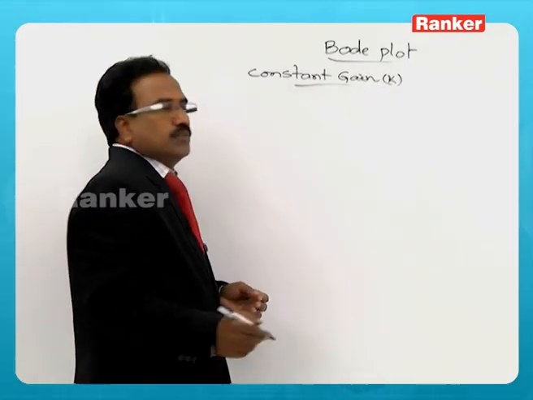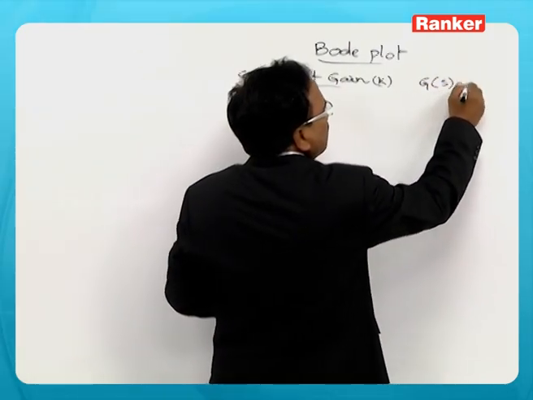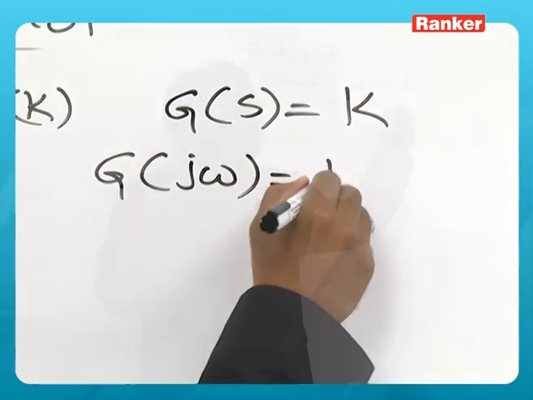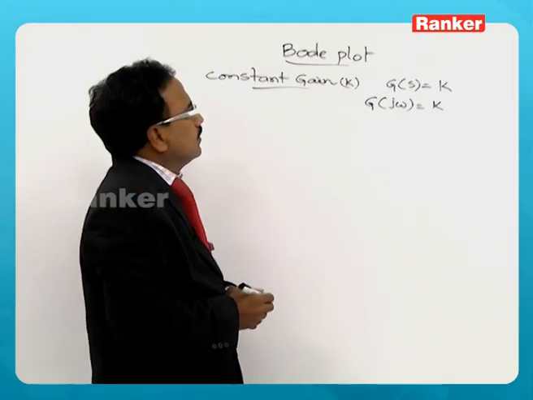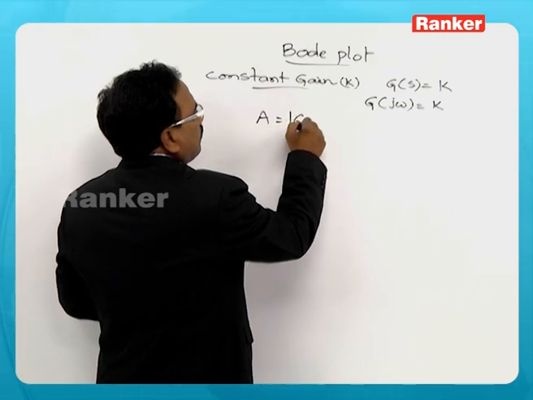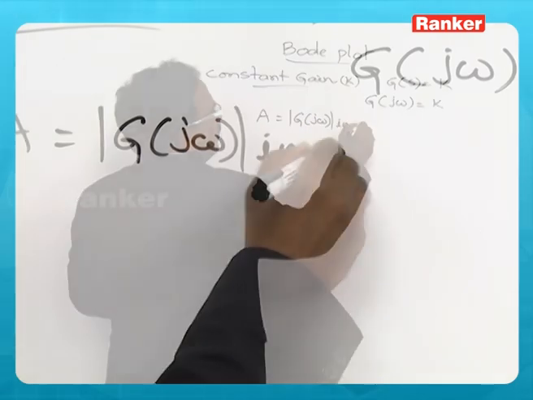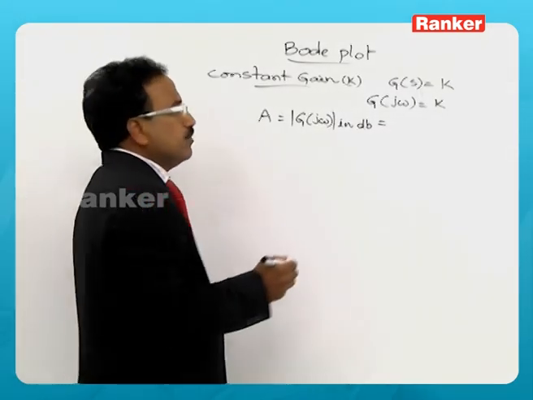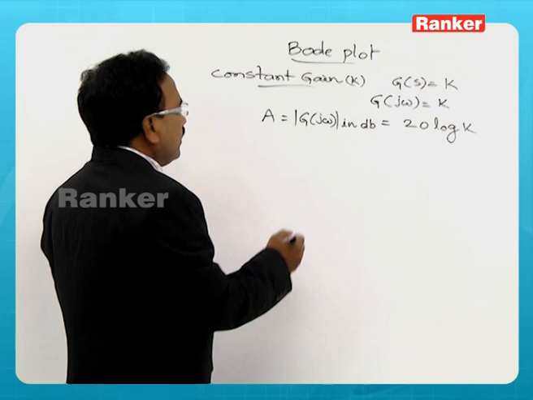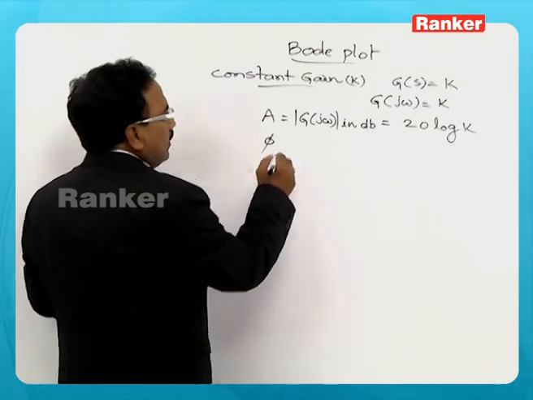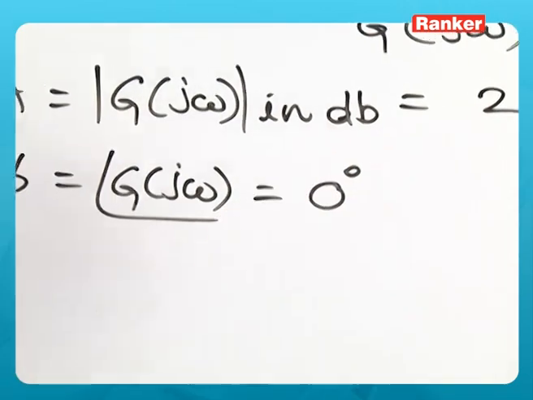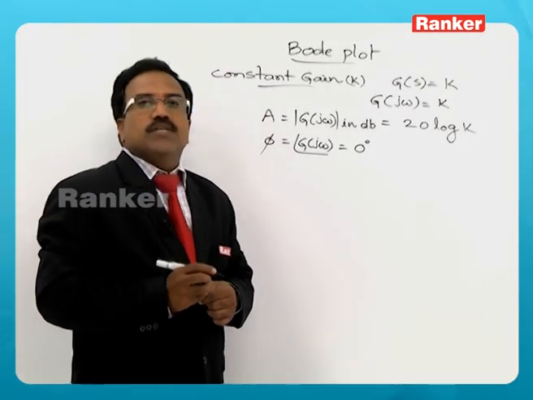So, G(s) is simply considered as K. Then G(jω) is also K, because it is a constant K. So, this magnitude, say A, is the magnitude of G(jω) in decibels, and it is given by 20 log K. Whereas the phase angle, represented by φ, of G(jω) is equal to 0 degrees, because K does not contribute any phase angle.